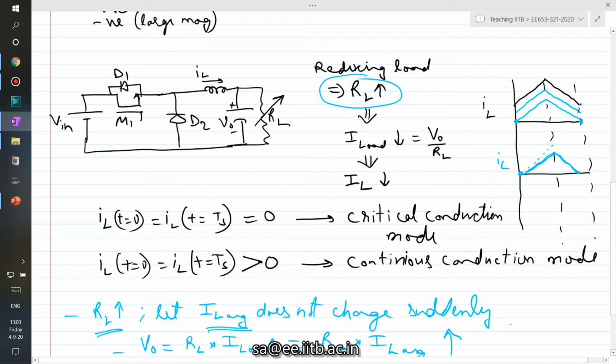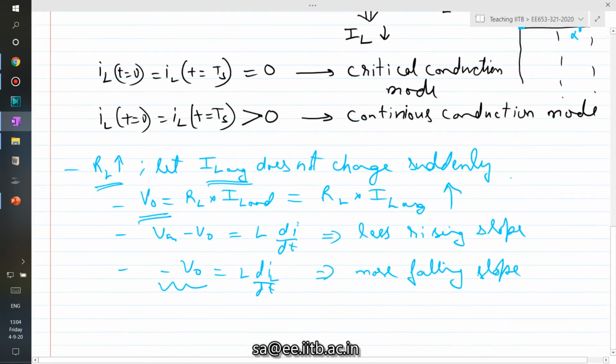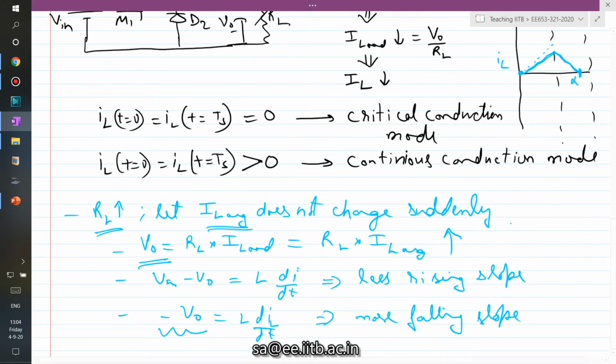Now what happens at this point? Say at point alpha. What happens at point alpha? If you see the equivalent circuit, let me draw it here.